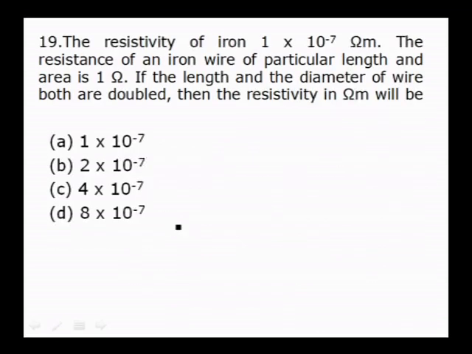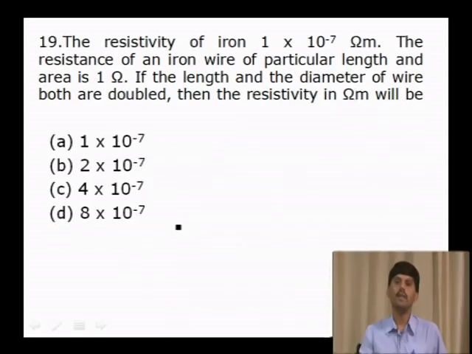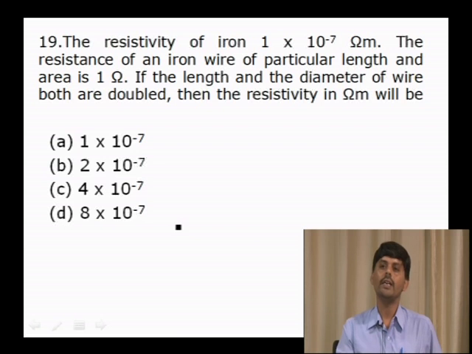Next, question number 19. The resistivity of iron is 1 into 10 raised to minus 7 ohm meter. The resistance of the iron wire of particular length and area is 1 ohm. If the length and diameter of both are doubled, then the resistivity in ohm meter will be: option A, 1 into 10 raised to minus 7, option B, 2 into 10 raised to minus 7, option C, 4 into 10 raised to minus 7, option D, 8 into 10 raised to minus 7.